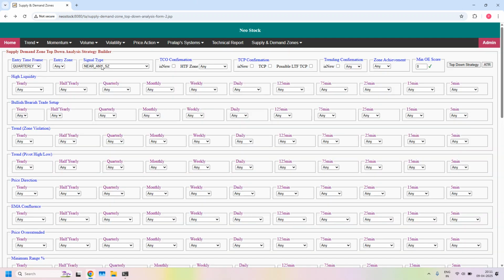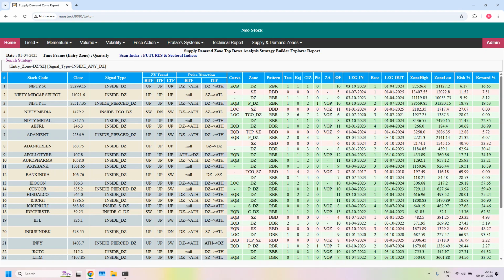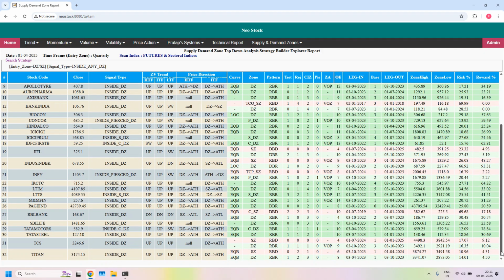Next, price closed inside the quarterly demand zone. First 23 stocks in the list. Scrolling the list down. Total 32 stocks are filtered.